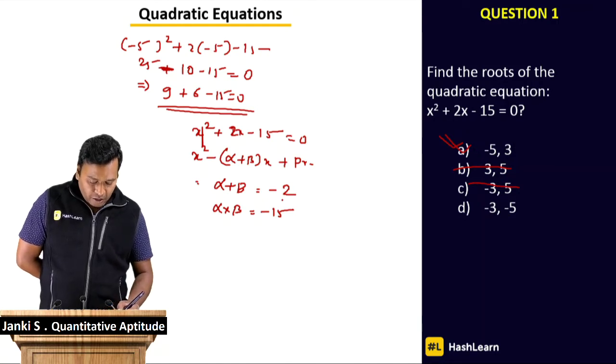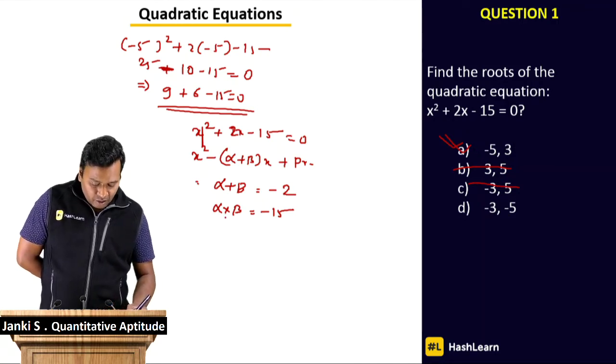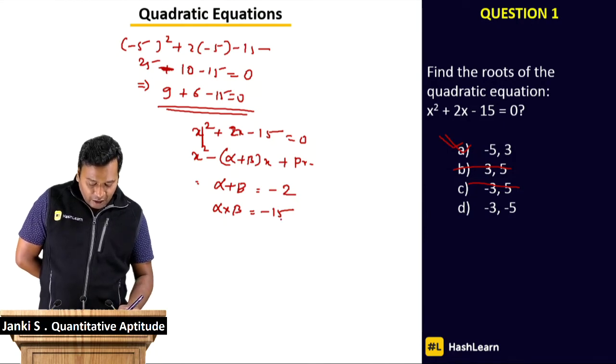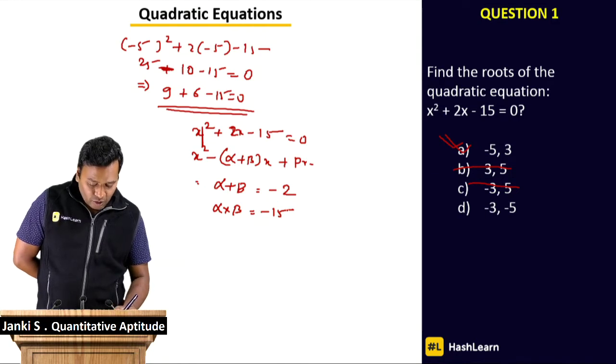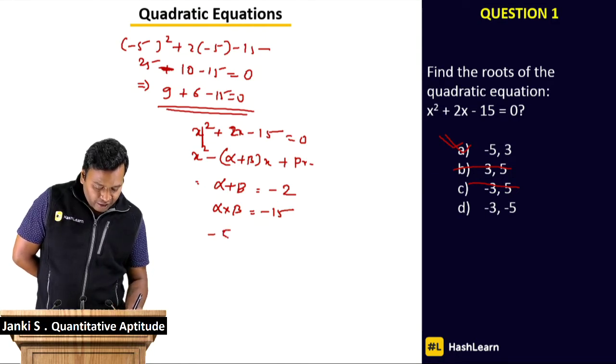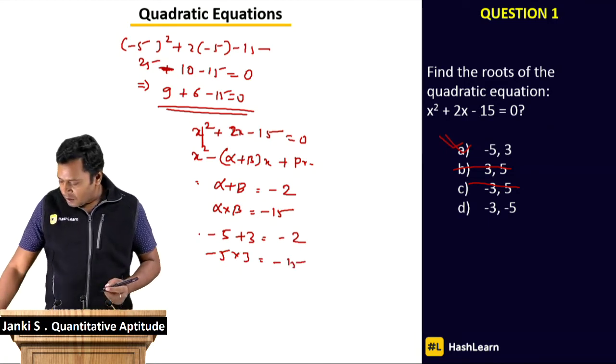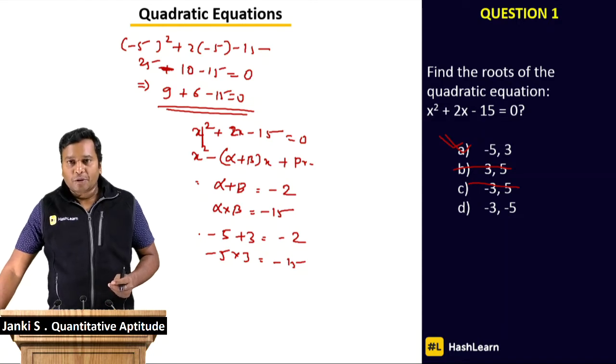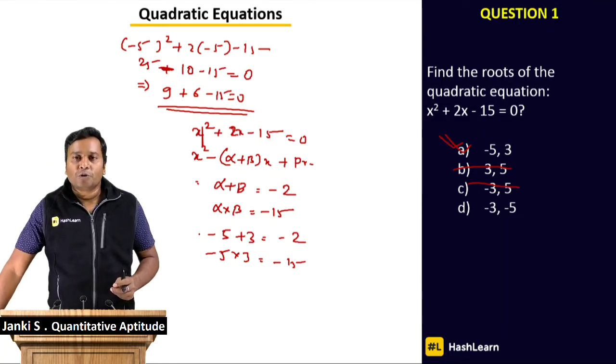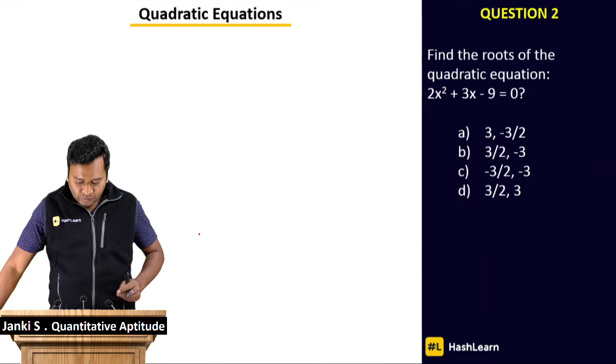My numbers possible are nothing but, let's check. Let's check the numbers here. I can have 3 and 5 I can utilize in this case. That means now it's nothing but -5 plus 3 will give me -2, and -5 into 3 will give me -15, right? So value is nothing but -5 and 3, right? So utilize the options if you don't know the basic format, right?